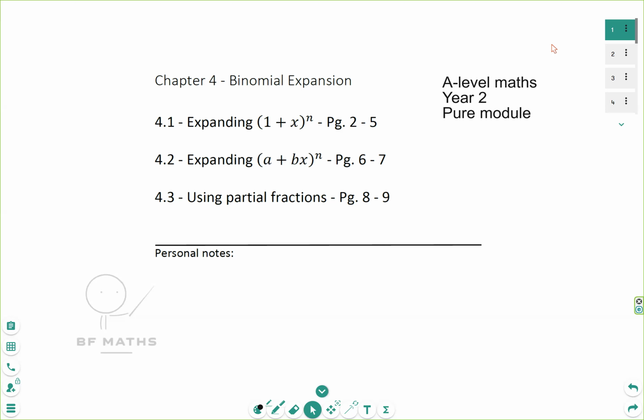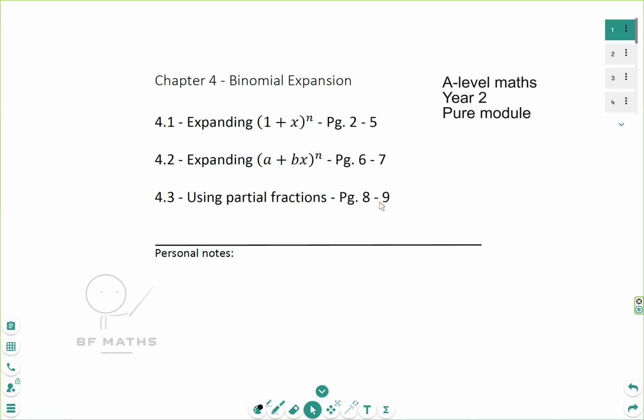This chapter will be looking into binomial expansion, which is a continuation of the chapter from Year 1, where you learned how to expand using the binomial formula and Pascal's triangle. So it's a fairly short chapter. However, you can expect nearly one question every exam year because this is slightly different. It's like a harder version of what you learned in Year 1.